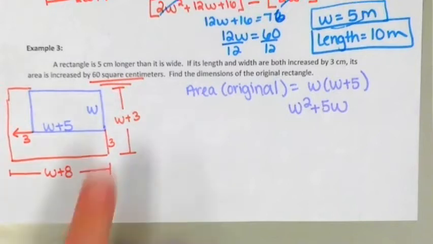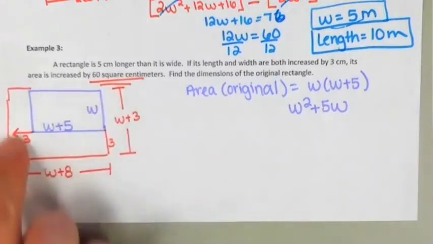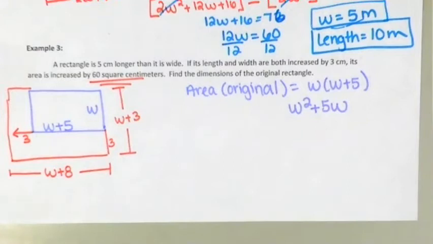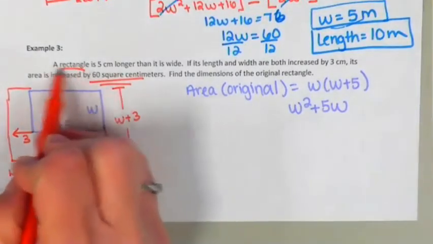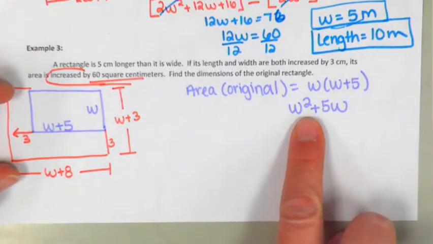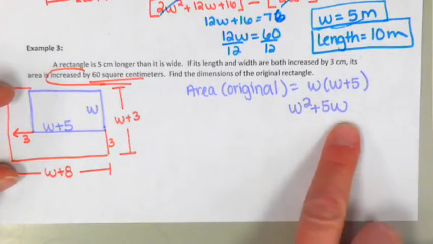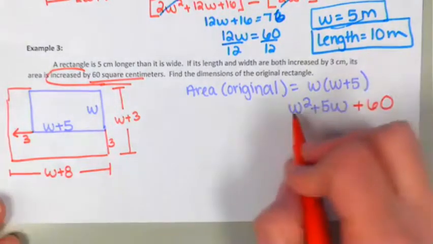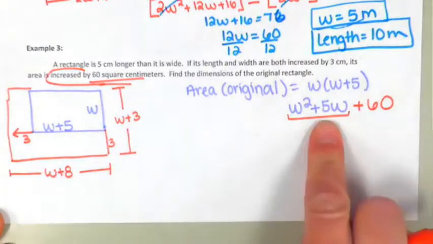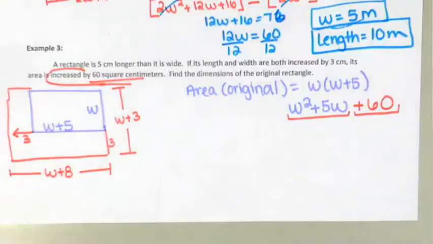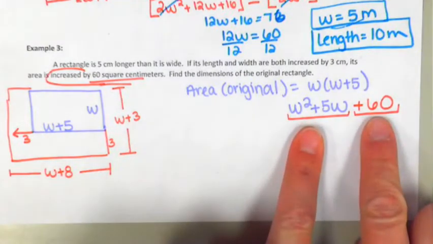Now, when I extend it to make this red rectangle, this area is doing what? This area is increased. So if this is my area of the purple and I'm increasing it by 60, what would I do to this? Add 60 to it, right? So this here is my original area, and then adding 60 gets my area of my new one, right? So this together is the area of my new one. You guys okay with that?